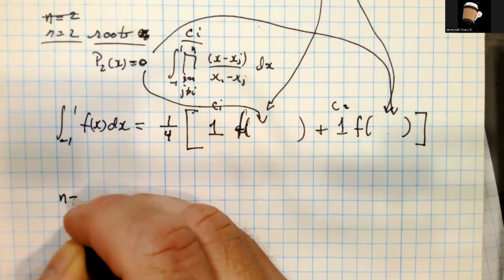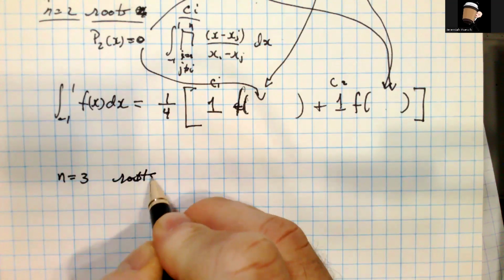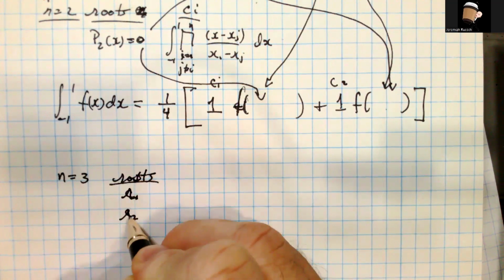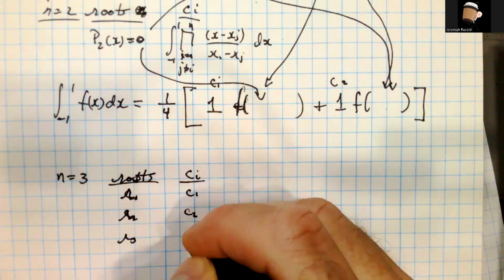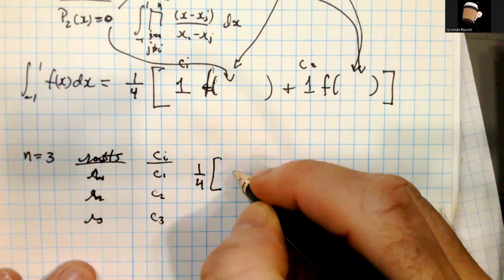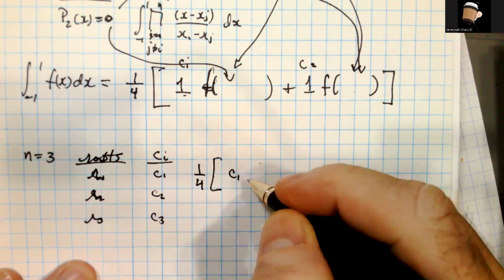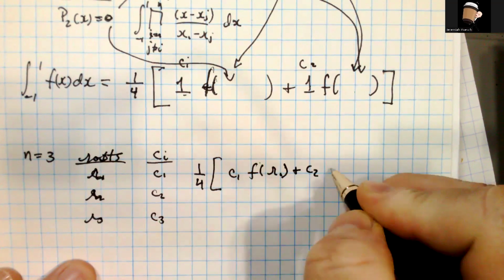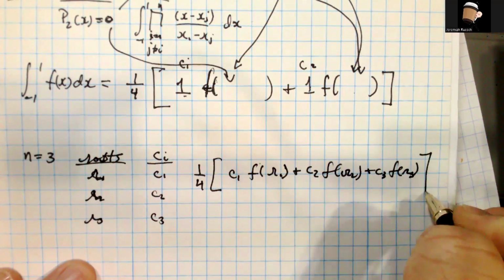And then it'll look very similar for n equals 3. For n equals 3, we're going to have the roots, I don't want to call them this one, R1, R2, and R3. And then we have our Ci, so we'll have C1, C2, and C3. That looks better. Okay, so you're going to have 1/4 times C1, that's the C1 here, it'll be different for n equals 3, and then times f of R1 plus C2 f of R2 plus C3 f of R3. Okay, so that's what we're establishing.